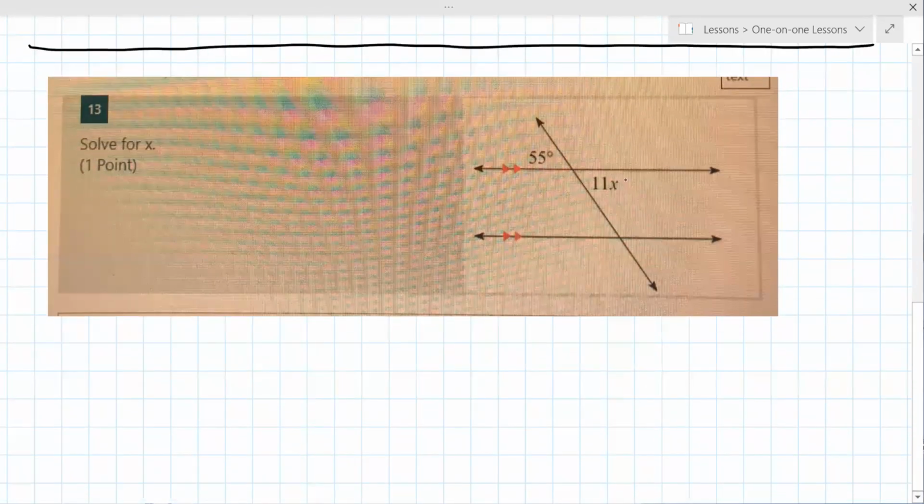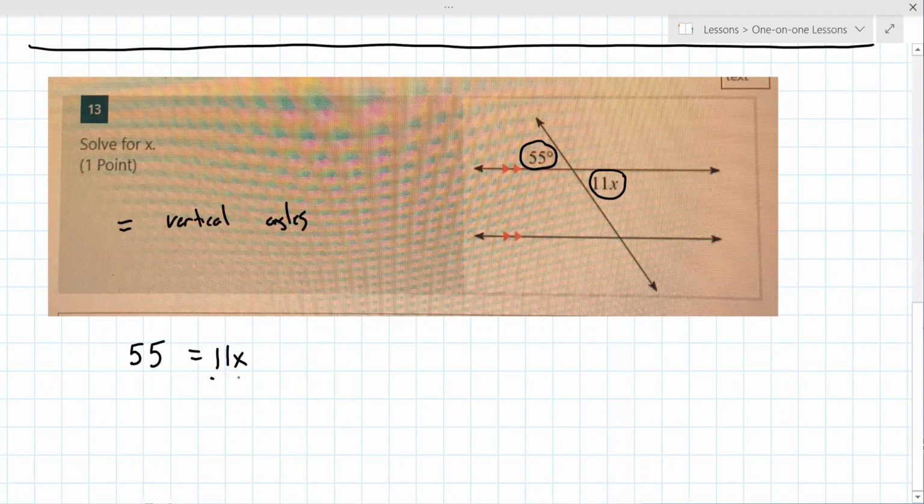Okay, solve for x. So x is here, 55 is here. Are these angles equal or do they add up to 180? And if you're not sure, that's okay, but what do you think? They're equal by vertical angles. Some geometry classes really want you to figure out why that's the case. So you're setting them equal, and then you're dividing both sides by 11. So x equals 5.